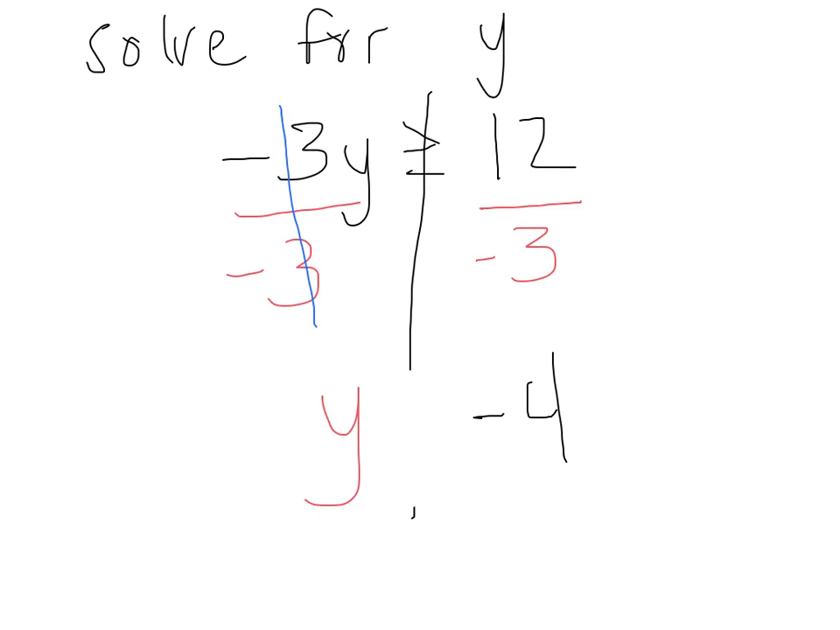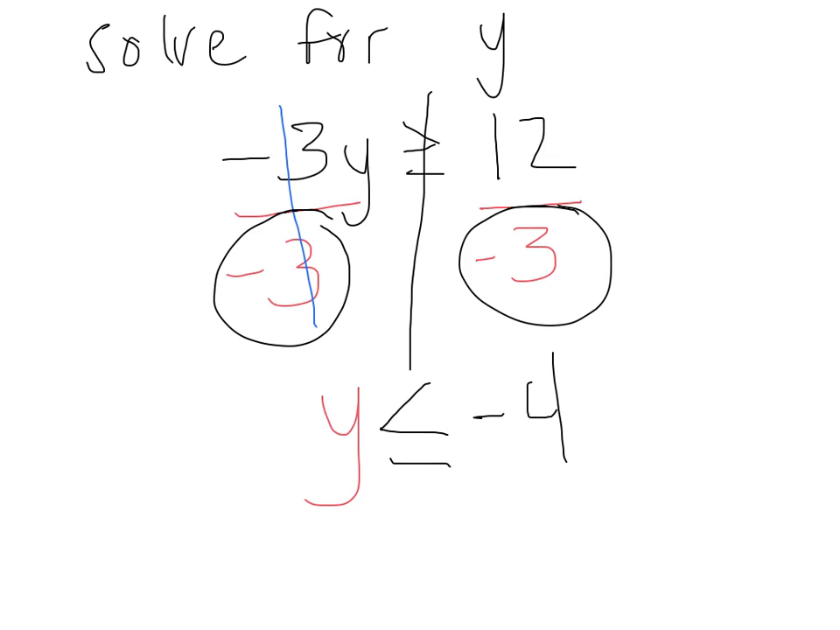Now, one of the differences between inequalities and equations is that when you multiply or divide by a negative, you have to flip the symbol in order to make it true. And so, since I divided by negative 3, I then have to flip my inequality symbol, and it now reads y is less than or equal to negative 4.